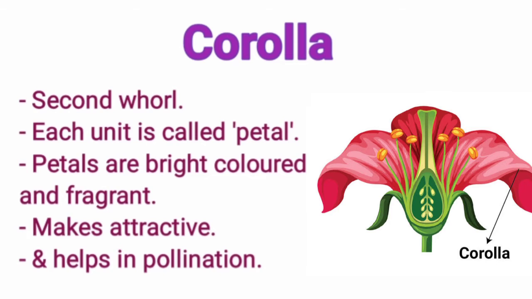As you can see on the right hand side, a beautiful picture of a flower is shown, where the corolla is shown with an arrow mark. Here each of these units is known as a petal. This means all the petals together are known as the corolla.